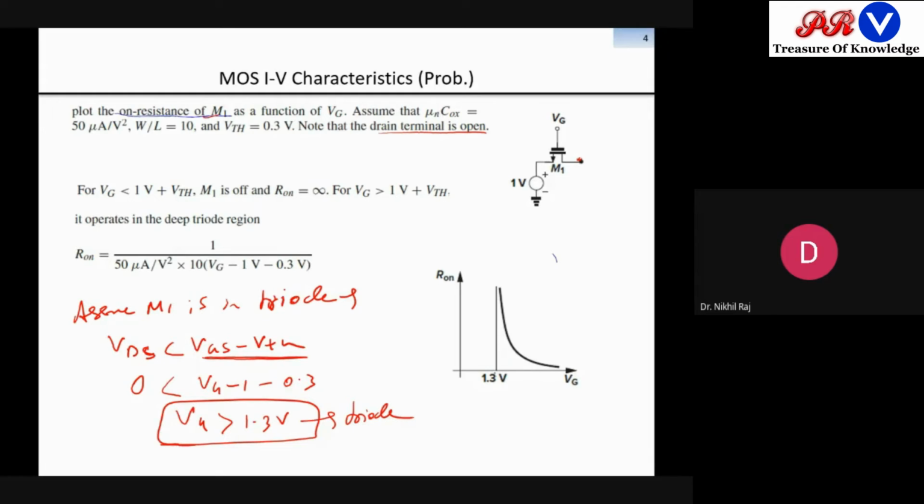So we had taken the lower edge at 1.3 volt and we started the analysis. To start the analysis, we know the standard formula of Ron, that is given by 1 by mu n Cox W by L (VGS minus VTH). This mu n Cox value is already given in the question. W by L is given, VTH is given. In place of VGS, it will come VG minus 1, because now the change in Vg will affect the resistance. So finally we got this expression.